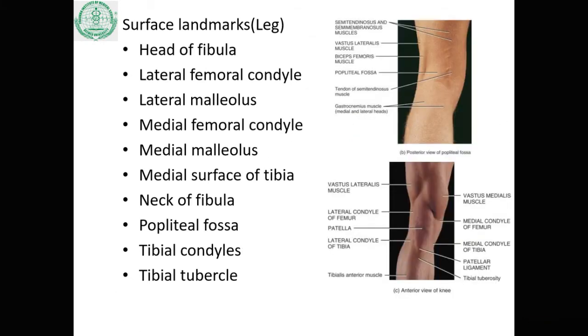Here again you can see the anterior and the posterior view at the level of the knee. Posterior view is showing the popliteal fossa. Then this is the anterior view where you can see the medial condyle of the femur, the lateral condyle of the femur. This is the patella. Then the lateral condyle of the tibia, medial condyle of the tibia. This is the tibial tuberosity, and this will be the patellar ligament.